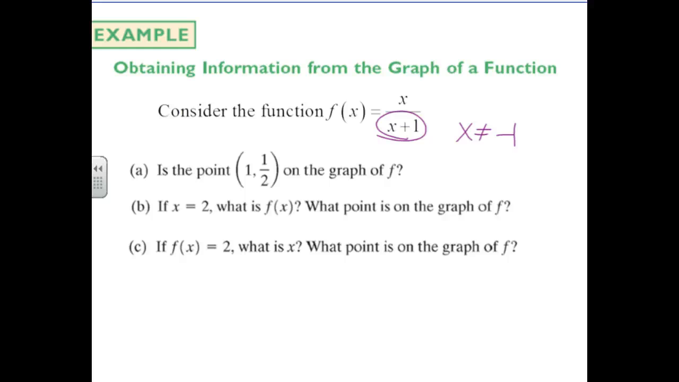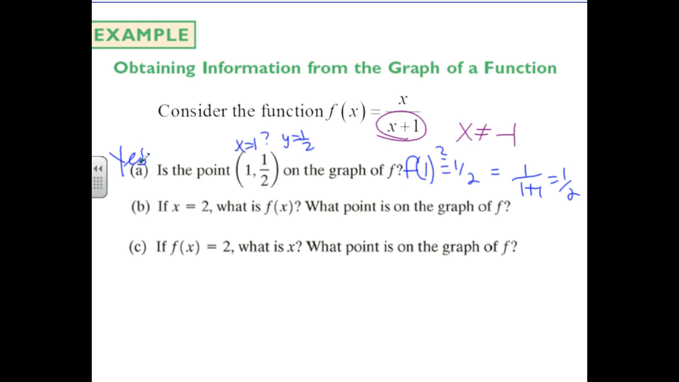So if I let x be 1, I'm going to check, does y equal 1/2? So I'm really asking, does f of 1 equal 1/2? And we can check it really quick. Let's see, 1 over 1 plus 1 is certainly 1/2, so I would say yes, it does.